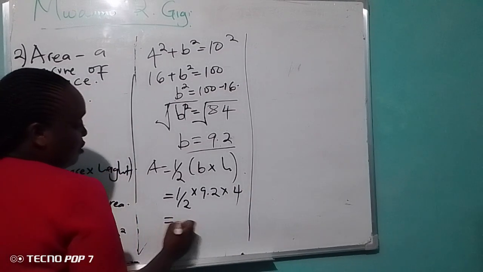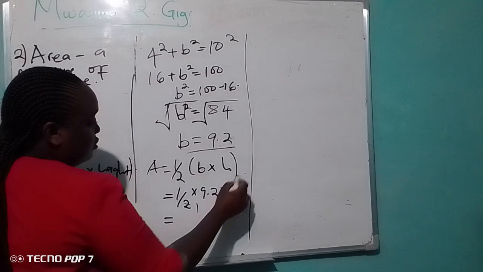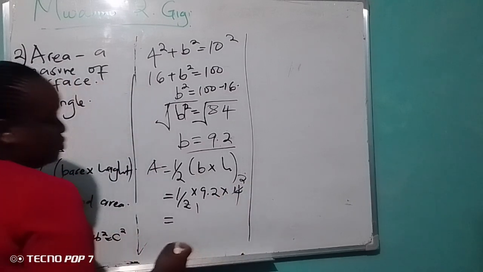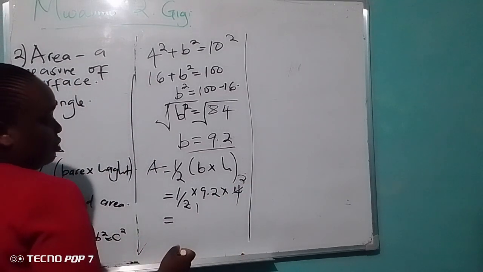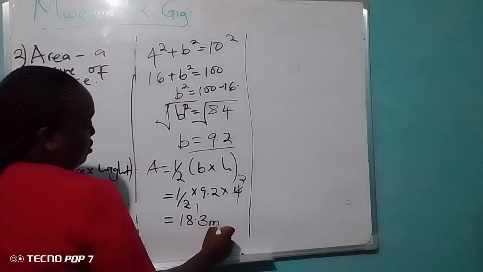Let's do this calculation. 1, 2. 9.2 times 2. 18.3 squared.